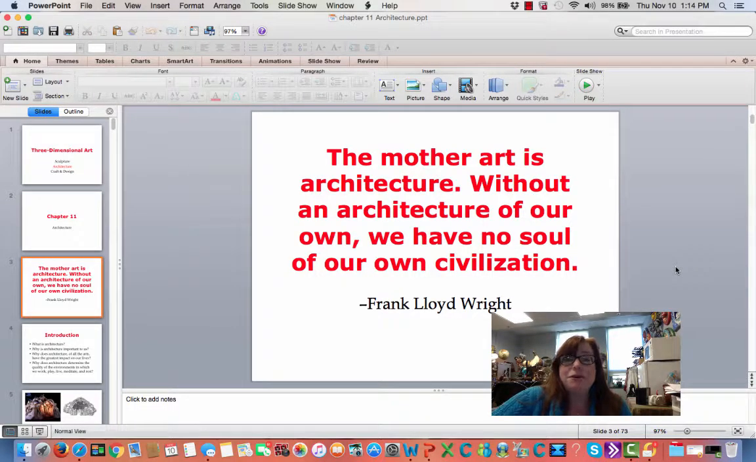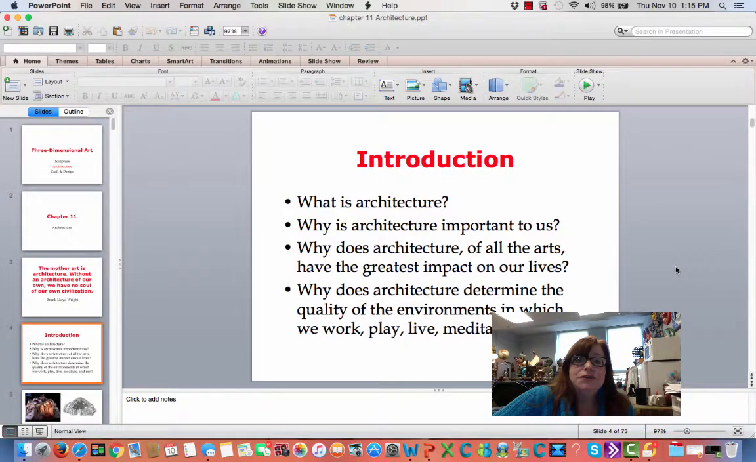And so we have a quote here from the famous architect Frank Lloyd Wright, and we're also going to be looking at one of his famous works of architecture. And the quote is, "The mother art is architecture. Without an architecture of our own, we have no soul of our own civilization." So he's basically saying every culture has some form of architecture, and everything else has to kind of come out of that.